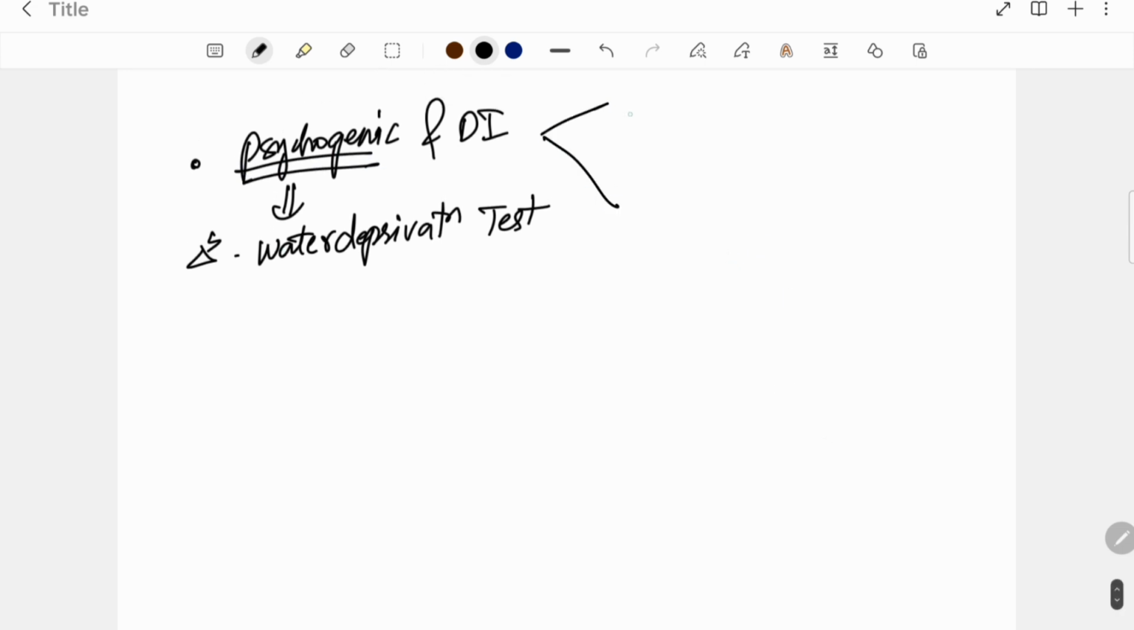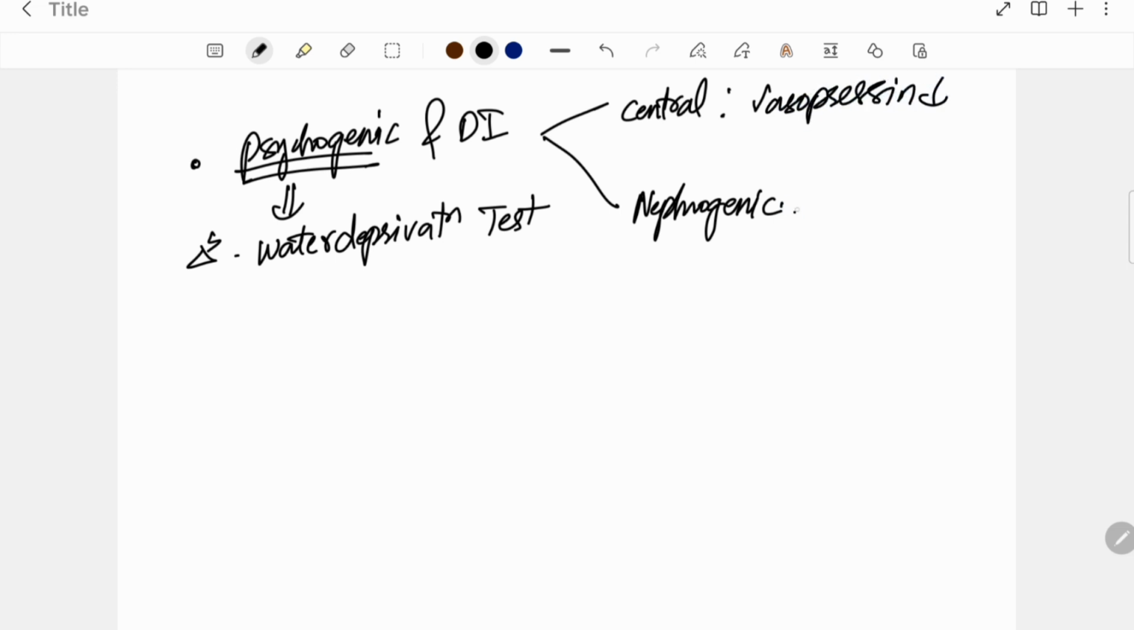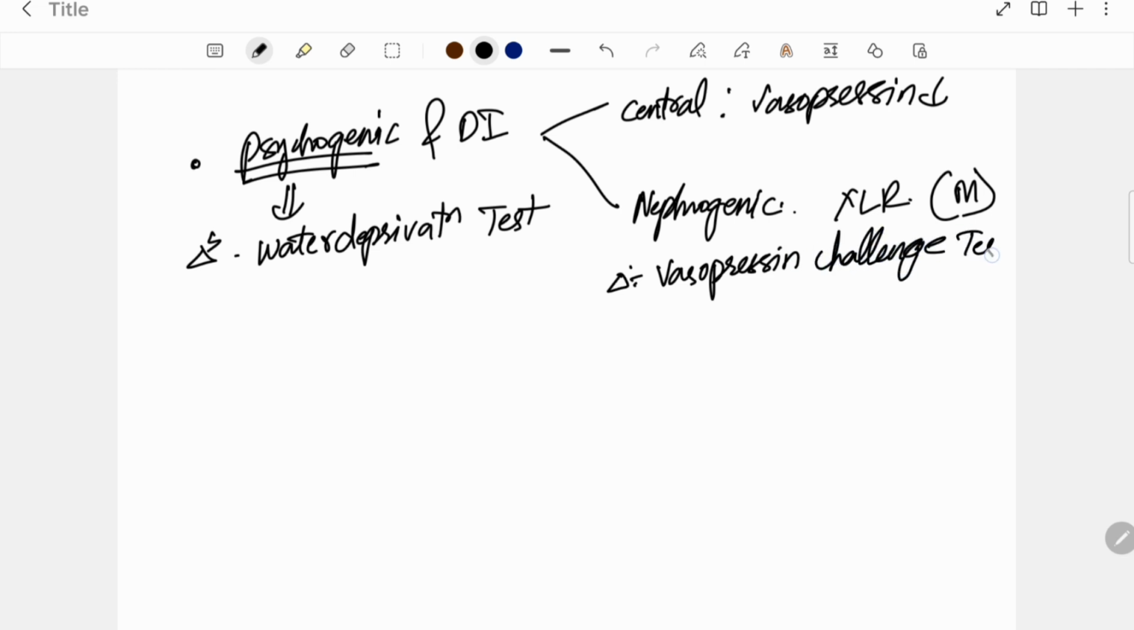Diabetes insipidus, we have two types: one is central, and the other is nephrogenic. In central diabetes insipidus, the vasopressin is low. Whereas nephrogenic is an X-linked recessive condition, more commonly seen in males. In nephrogenic diabetes insipidus, the vasopressin receptors don't work. So diagnosis is by the vasopressin challenge test. Central diabetes insipidus will respond to the vasopressin challenge test.